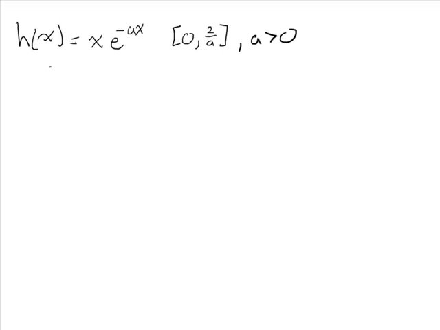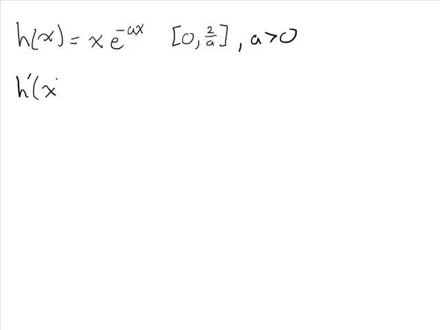Our goal is to maximize the function h of x equals x e to the negative ax over the interval from 0 to 2 over a, where a is greater than 0. So we have a situation where we have a parameter a in here that's going to move around our optimal point, but we can still analyze it using derivatives.